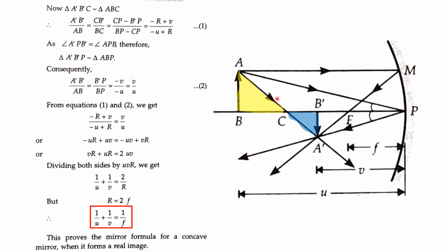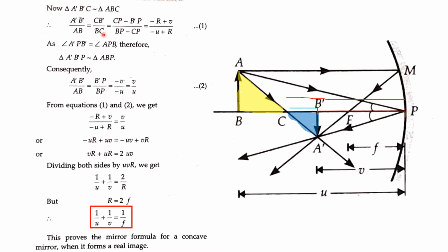If they are similar to each other, by the property of similarity, I can write A dash B dash by AB equals CB dash by BC. Now look here very carefully. Consider this distance. This is PC or your CP. From this distance, if I remove PB dash, what am I left with? I'll be left with B dash C.